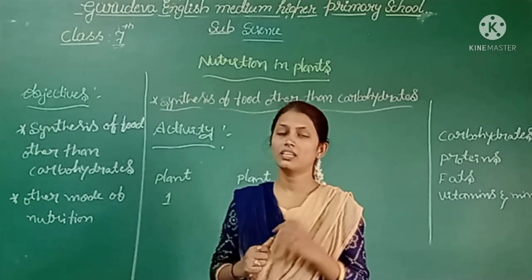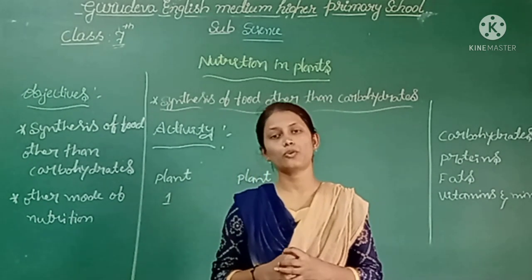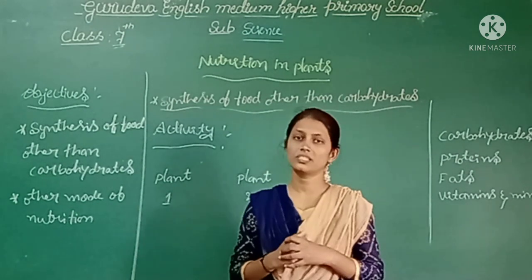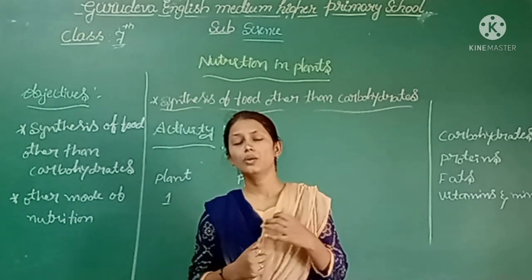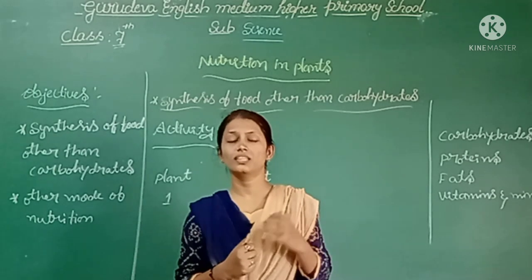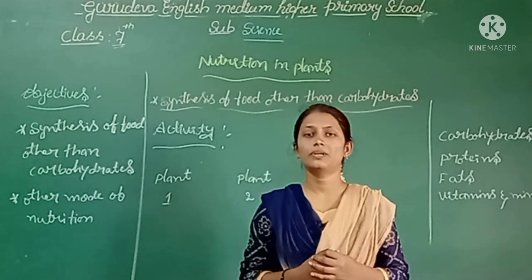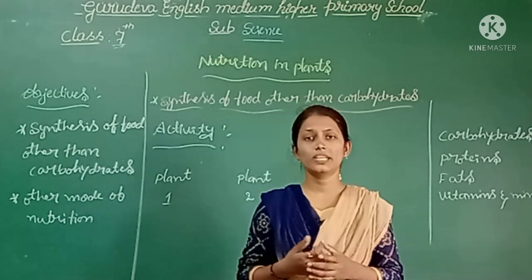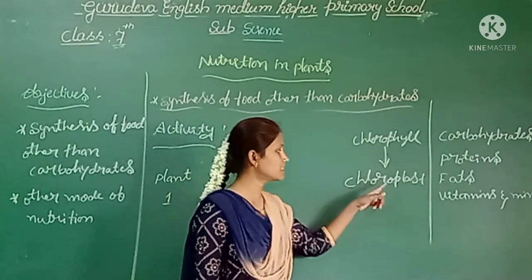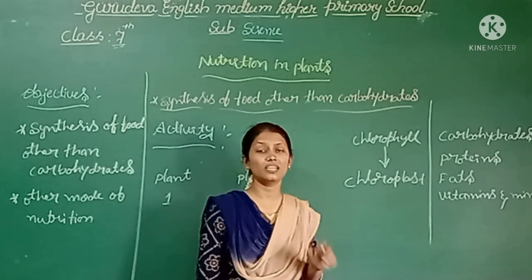Yesterday we discussed this lesson, the mode of nutrition and the photosynthesis process. We learned how the photosynthesis process occurs, and we also saw a video showing that photosynthesis occurs during sunlight, in the presence of chlorophyll pigment, by using carbon dioxide and water. The food is prepared in the leaf. We also saw that the chlorophyll pigment is present in a chloroplast. Here, chloroplast is nothing but one of the cell organelles.